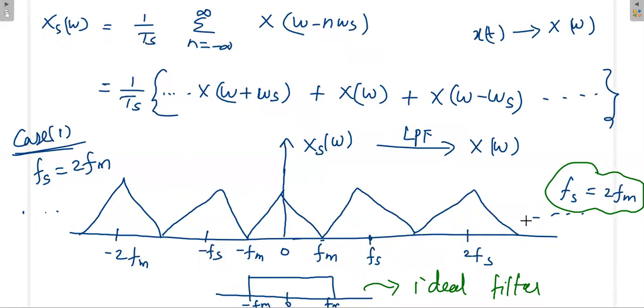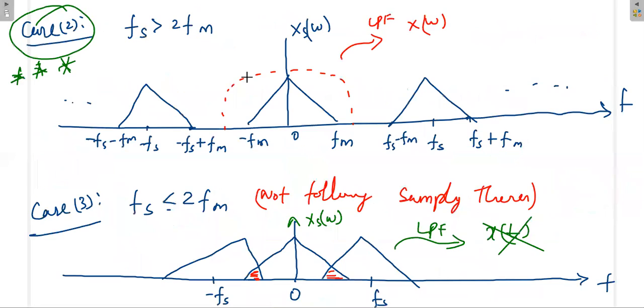That means practically we cannot use this condition. Theoretically it is okay, but practically we cannot use it, because we need an ideal filter, and the design of an ideal filter is difficult. But here we do not need an ideal filter. With the help of a practical filter we can get this. We can design a filter like this with a gradual variation. Here there is no sharp cutoff.